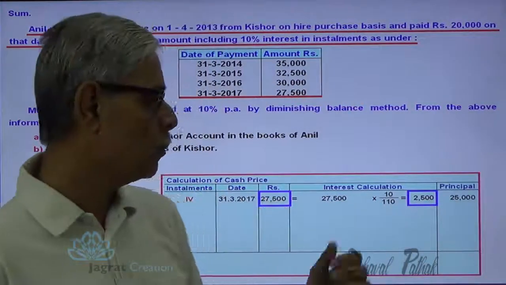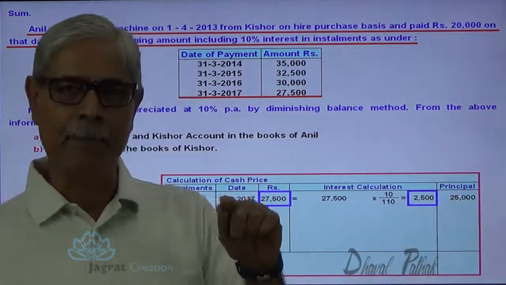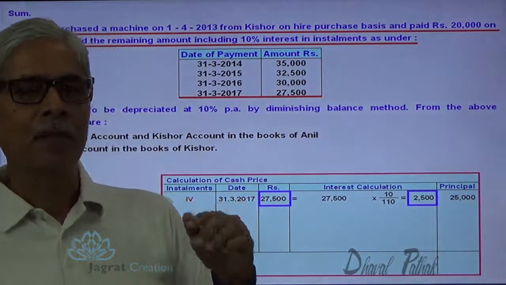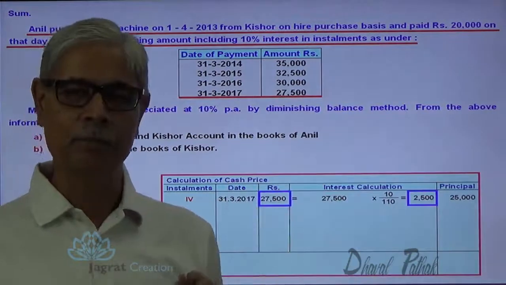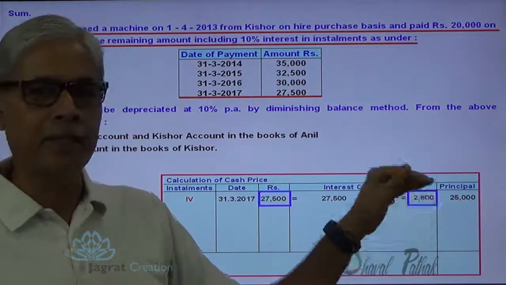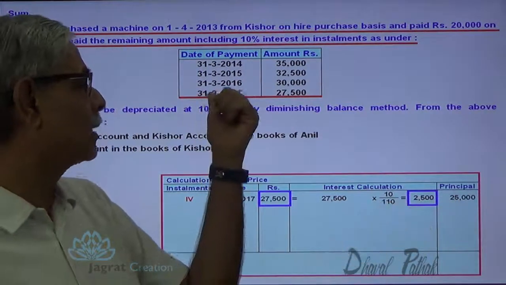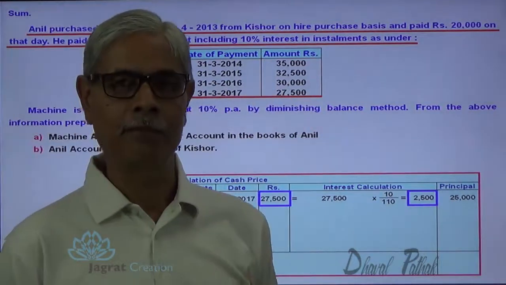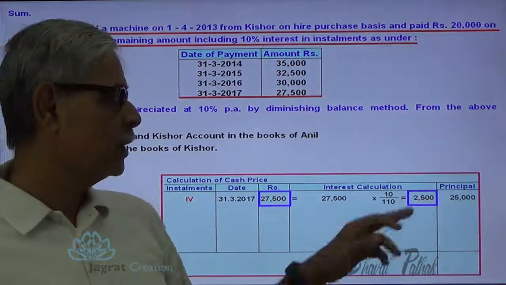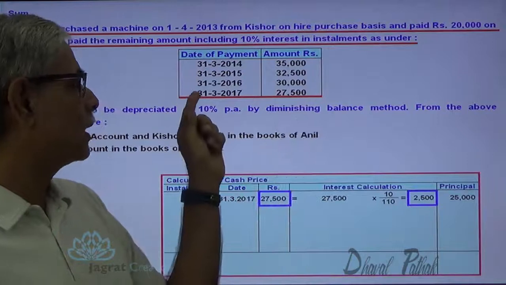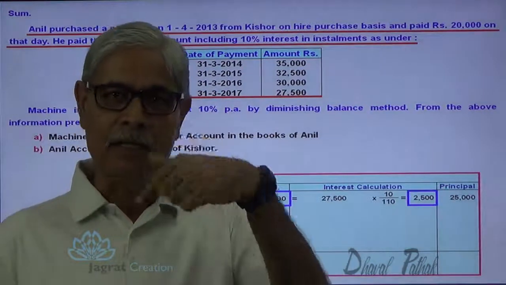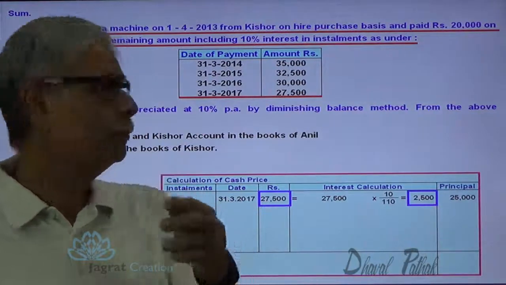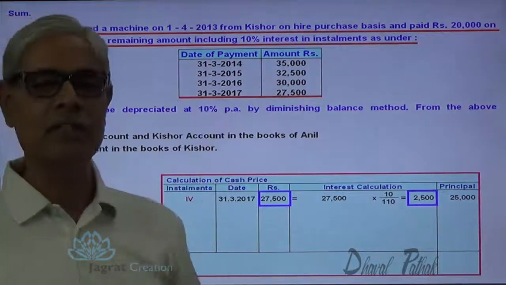Now notice it. This 25,000 principal amount that was unpaid at the beginning of the year is paid at the end of the year with interest. So 25,000 principal amount is paid at the time of the last installment. Now the question is, when this amount is paid on 31/3/2017, is this 25,000 outstanding, unpaid on 31/3/2016?